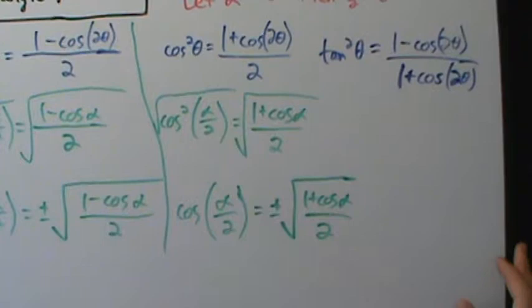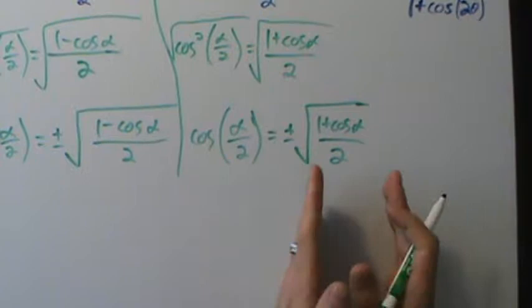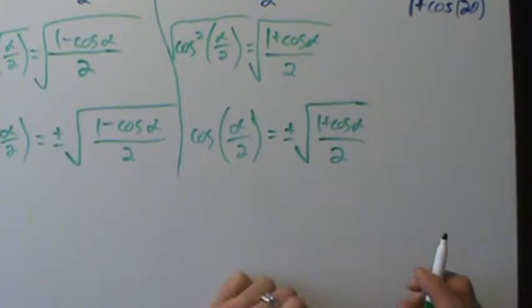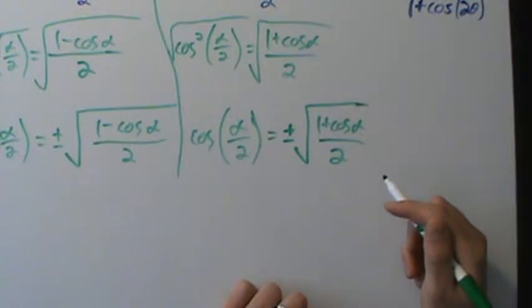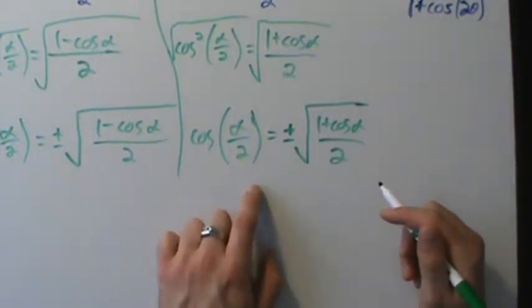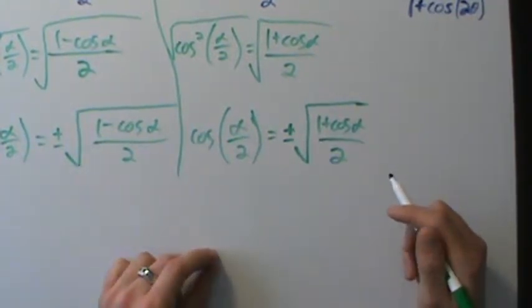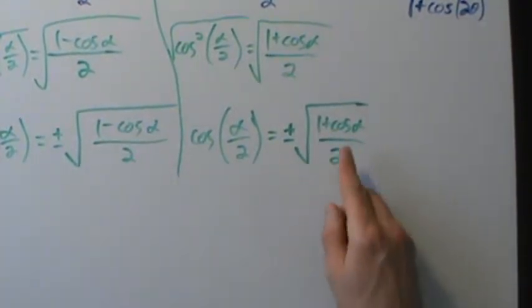And again, just like before, whether this is positive or negative depends on where alpha over 2 is. Remember, cosine of an angle is positive if that angle is in quadrant 1 or quadrant 4. We talked about that a long time ago, where the trig functions are positive and negative. So if alpha over 2 is in quadrant 1 or quadrant 4, then this will be positive. If alpha over 2 is in quadrant 2 or quadrant 3, then this will be negative. So cosine alpha over 2 is plus or minus the square root of 1 plus cosine alpha all over 2. And we see that is our second formula here.